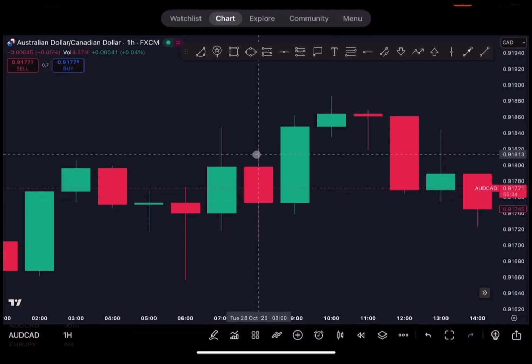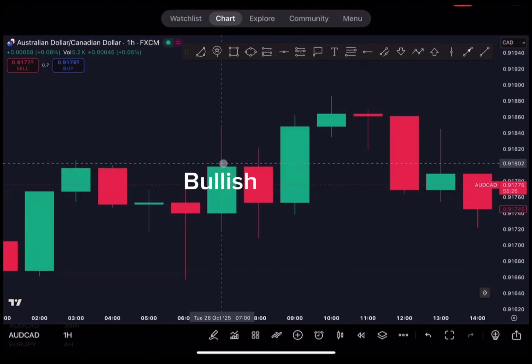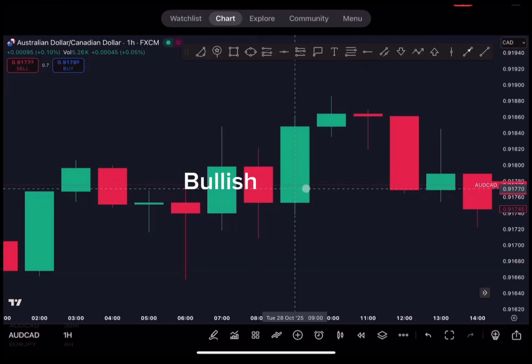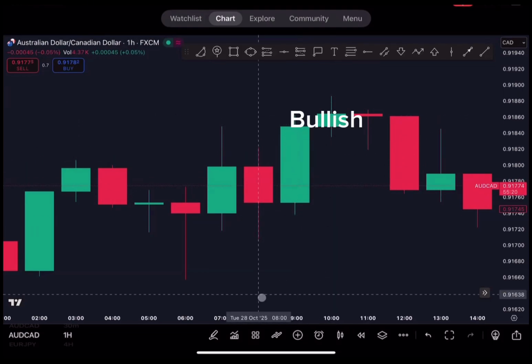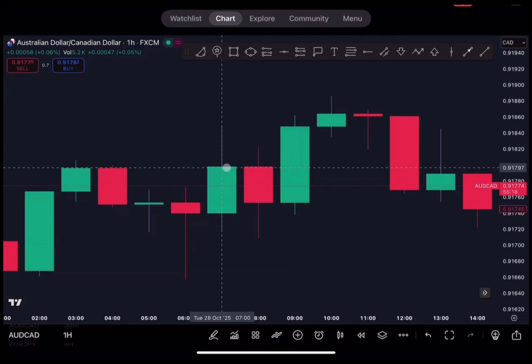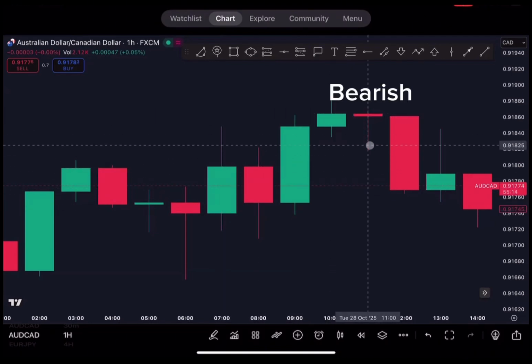So why are some of these red and why are some of these green? The reason being is because we have two different types of candlesticks. We have bullish candlesticks, which means that the price action went up, making them green. We have bearish candlesticks, which means that the price action went down, making them red.